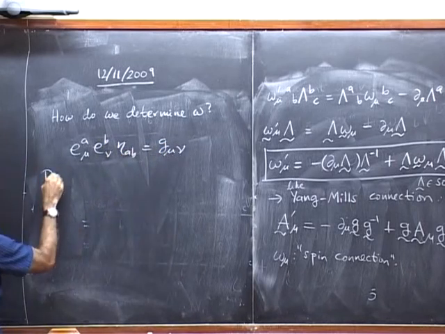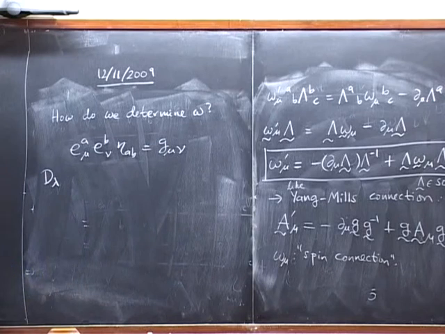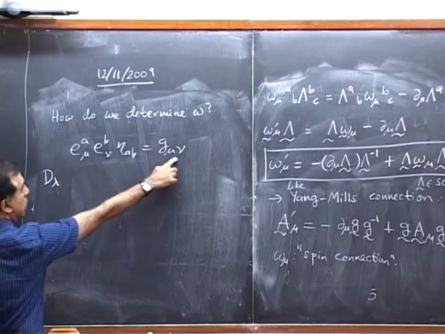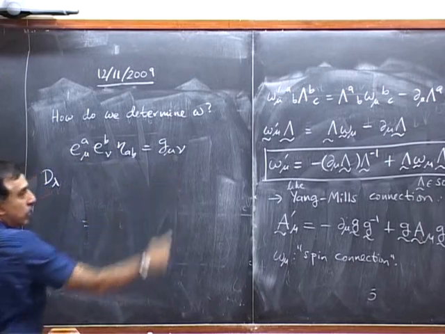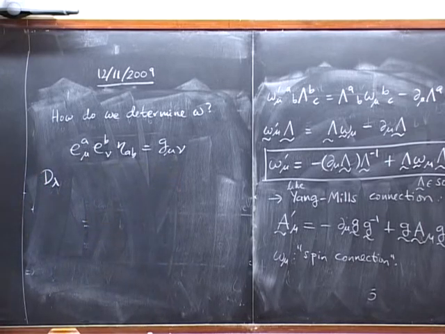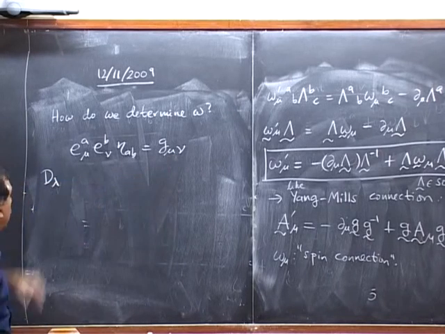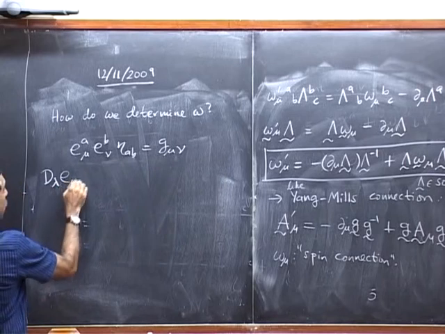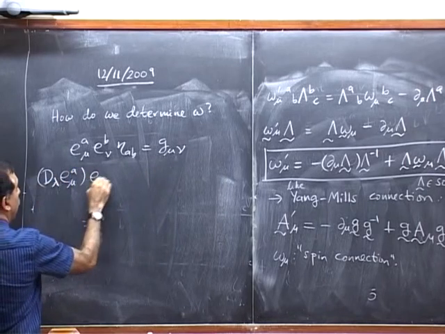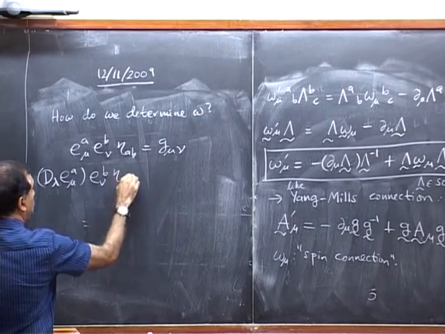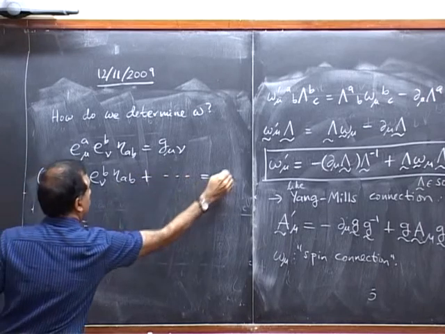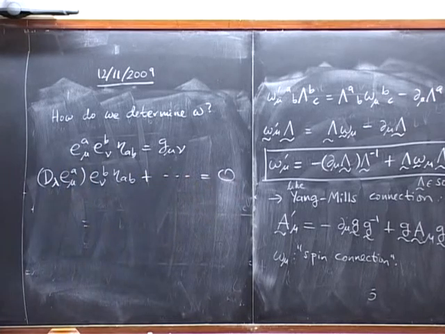And let's act with the covariant derivative D on both sides. So we have D on this equals D on that. What's D on this? Zero. This has no LLT indices, so it's the usual derivative. But here, what is D? So we have D e_mu^A e_nu^B plus another term is equal to 0.